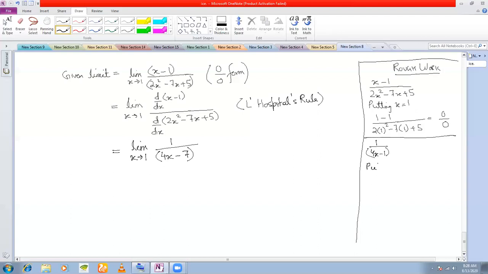Now you check again, putting x is equal to 1. What do you get? 1 by 4 into 1 minus 7. So this is a determinate form. Simply put the value. So you get 4 minus 7, which is minus 3. So minus 1 by 3 is what you are getting.